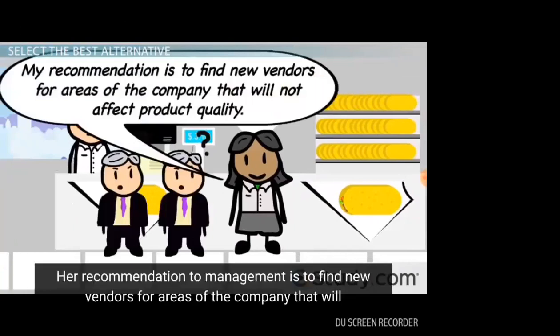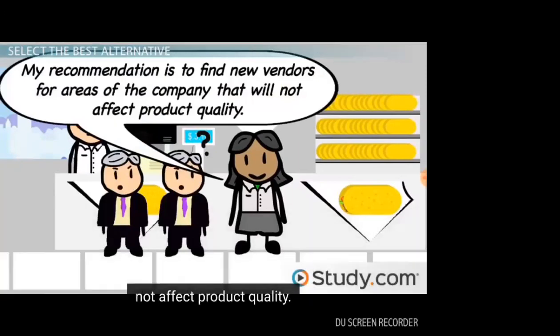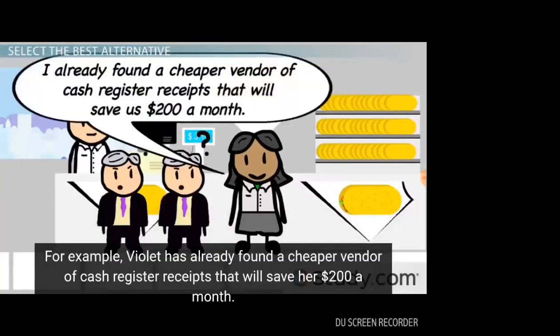Her recommendation to management is to find new vendors for areas of the company that will not affect product quality. For example, Violet has already found a cheaper vendor of cash register receipts that will save her $200 a month.